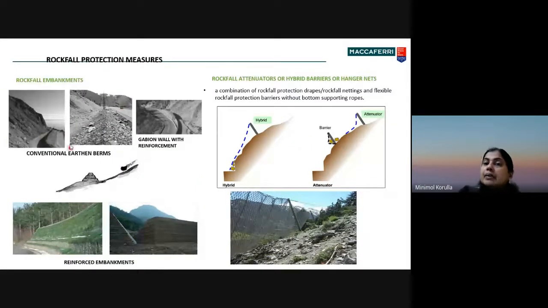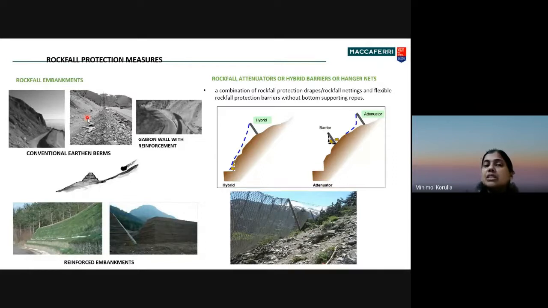Now, I really wish to give a small 2 minute break. But before that, let me talk about one more type of structure before we move on from this type of rock instability, that is rockfall embankments. If we are not having drapery systems or rockfall barriers and all, we can go even with soil embankments that we can create, and that can prevent the rockfall.